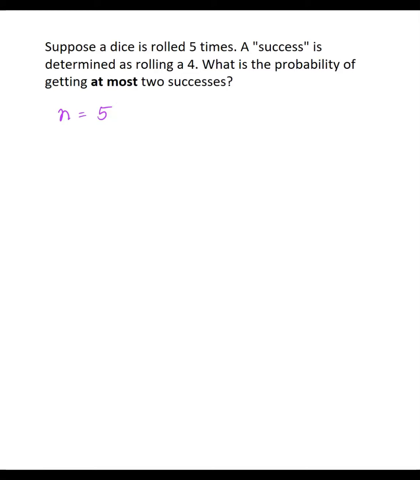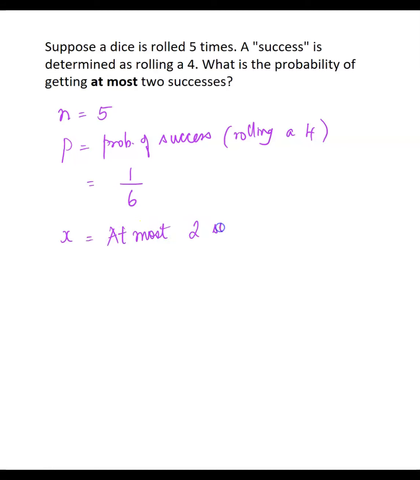So probability of success, I'll just write here one more time. And success here is rolling a die, probability of rolling a 4. So the probability of rolling a 4 is 1 out of 6, because there's only one face that has a 4 out of the 6 faces. Okay. And X says, what's the probability of getting at most 2 successes? X is the number of successes, right?